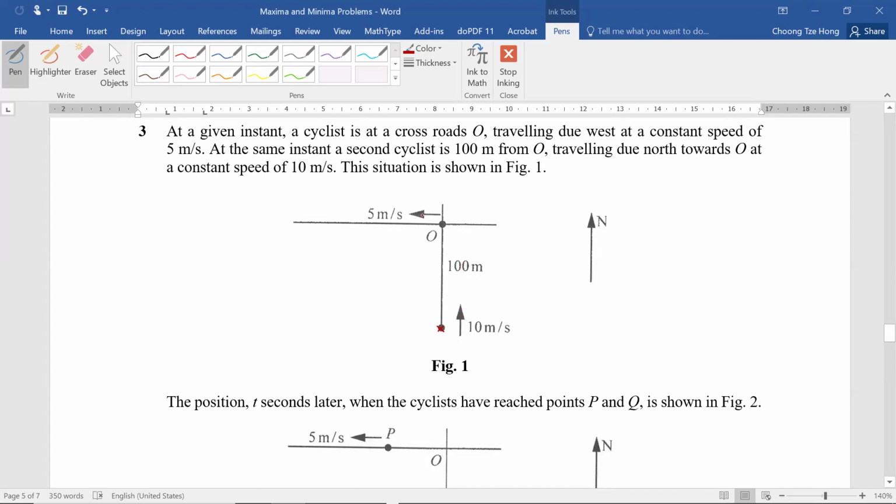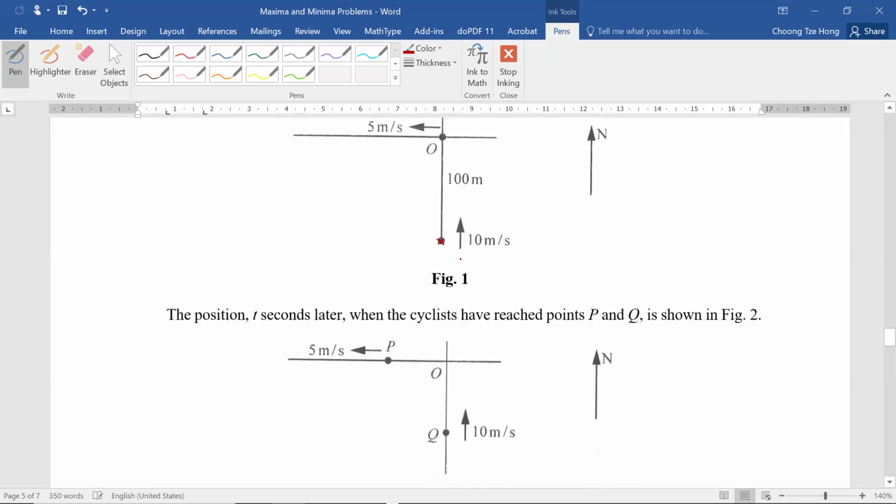So 5 meters per second means for the first cyclist, every 1 second he is moving 5 meters further away from point O in the left direction, or in the west direction. Then for the second cyclist traveling towards O at 10 meters per second, that means every second you'll move 10 meters closer to O.